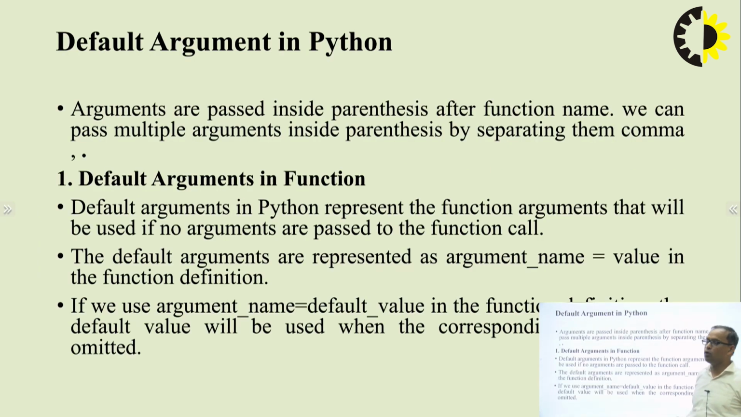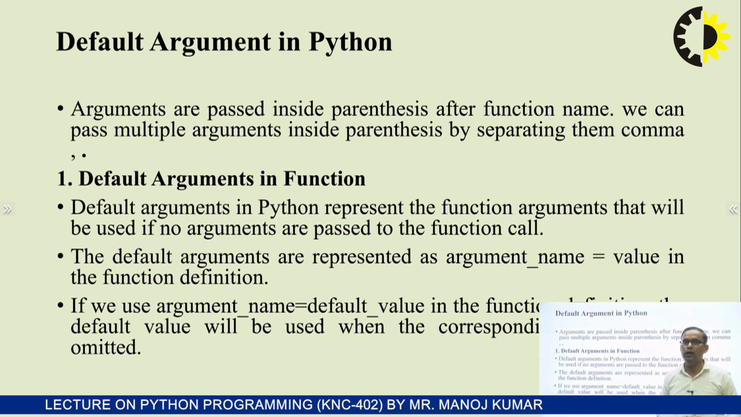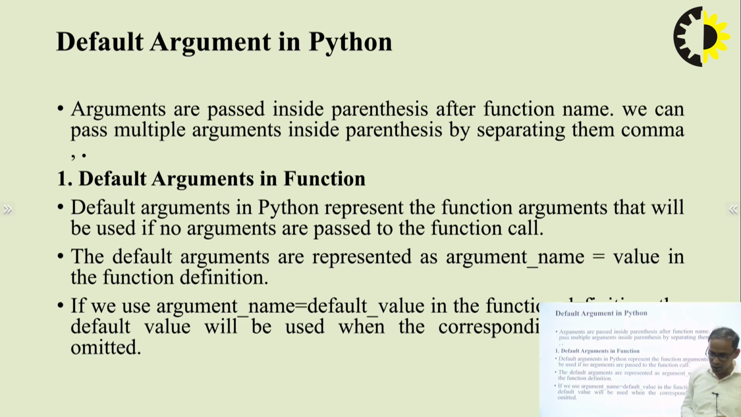Next is the default argument in the function. Default arguments are passed inside the parentheses after the function name, and we can pass multiple arguments inside the parentheses separated by commas. Default arguments represent the values that can be used if no argument is passed to the function call. We will see it with the help of an example. When we define a function with some arguments, but at the function call we don't pass an argument, then which value will the function accept? To implement that kind of scenario, we use the default argument.